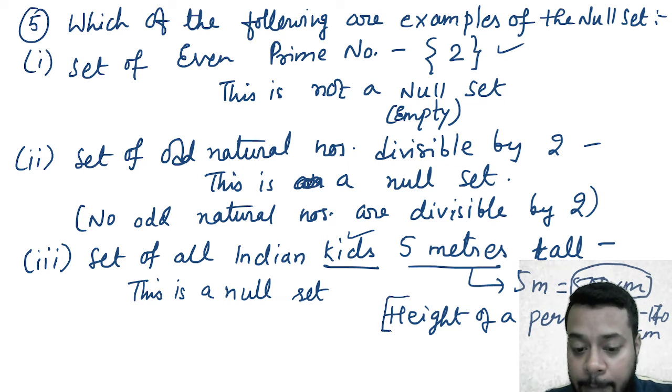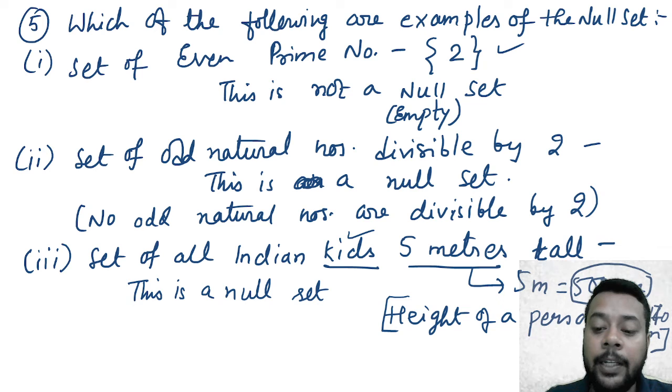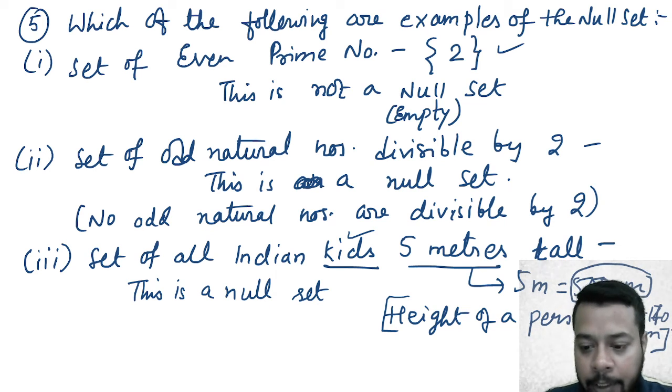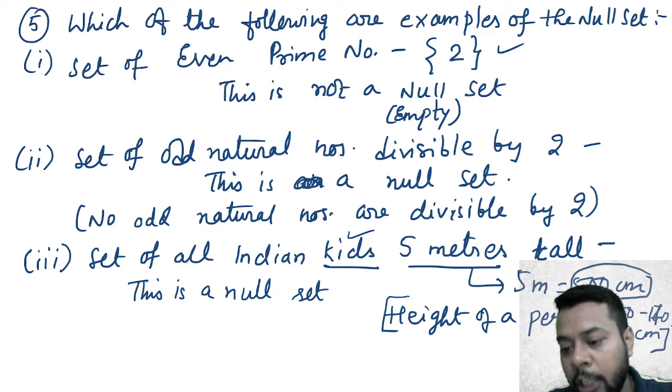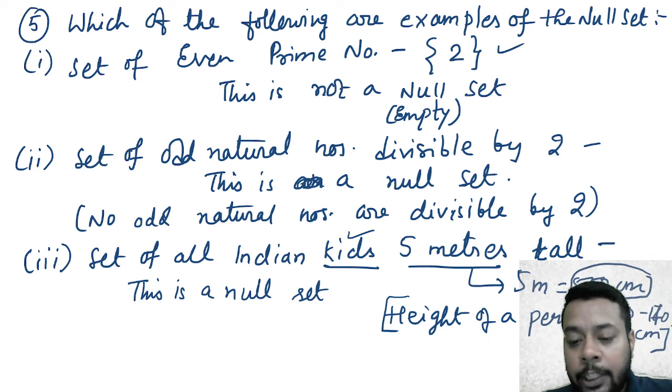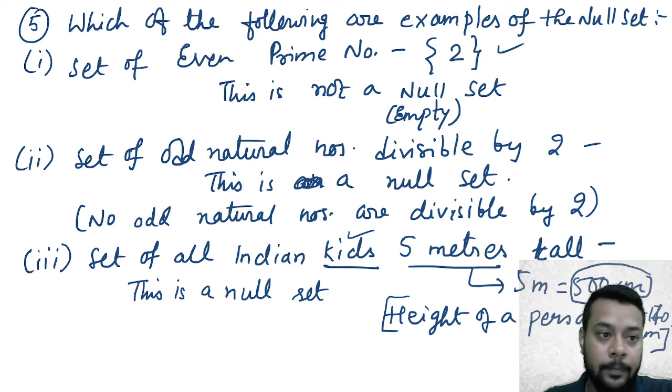You don't have to write the explanation, but this is just for your knowledge that the height of a person is usually around 150 to 170 centimeter, but not more than that. It may be less than 150, but it is not more than 170 or hardly 180. Okay, moving to the next sums. 180 is also too much. So 180 is also usually not seen.